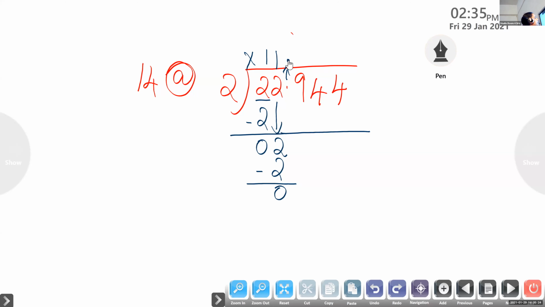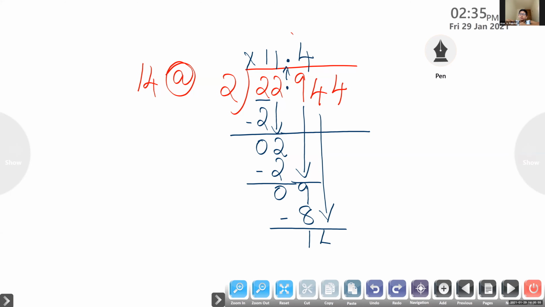Then bring down 9. Same as normal division. Children, the only thing is you have to place the decimal point according to the decimal point in the question. Just place it above this. 9 divided by 2, 4. 4 2s are 8. Then 1. Bring down 14. 14 by 2, 7. Very good. 7 2s are 14.